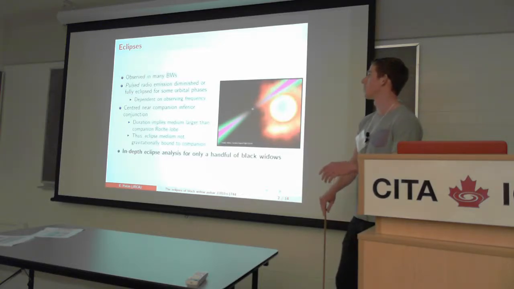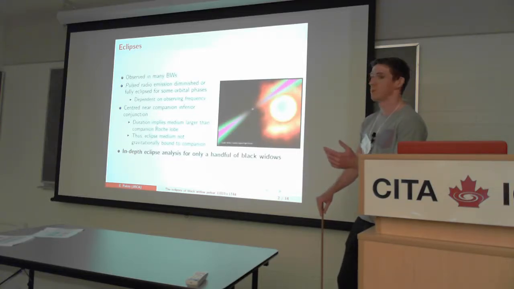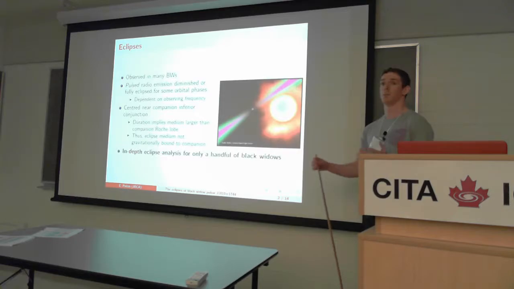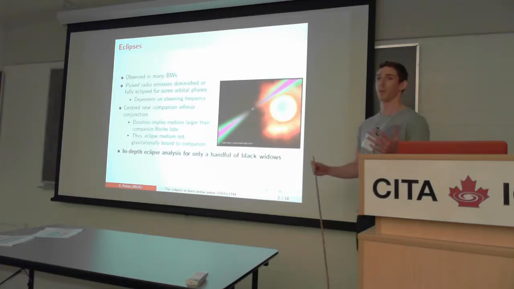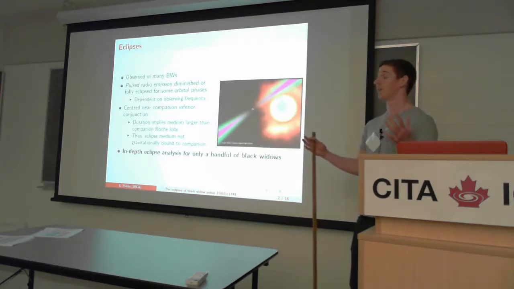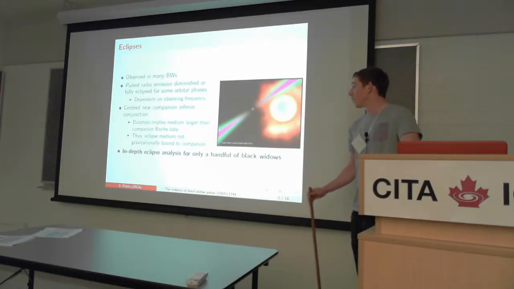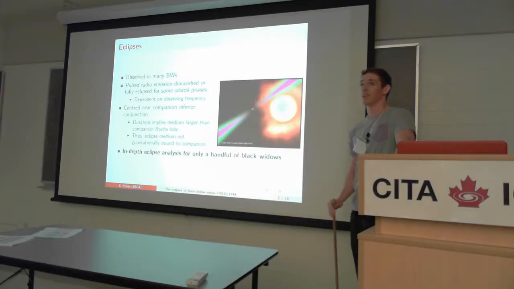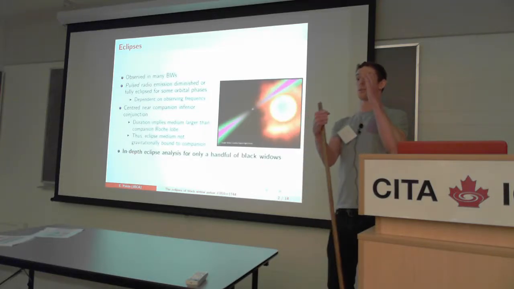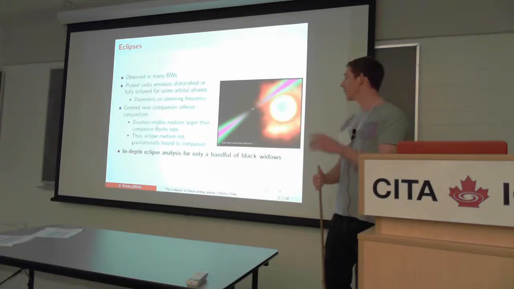The radio eclipses are observed in many Black Widow systems. In these eclipses, we see the pulsed radio emission diminished or fully eclipsed at certain orbital phases. We usually see these to be dependent on the observing frequency, where usually at lower frequencies we see a nice wider eclipse. Often the eclipses are centered around companion inferior conjunction, that's where the companion is passing closest to the line of sight between you and the pulsar.